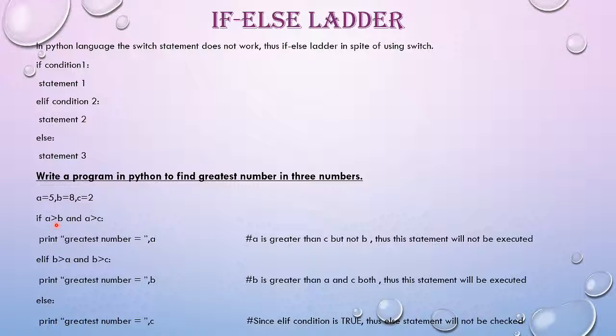So we can check here, is A greater than B? No. Is A greater than C? Yes. But this will return false since AND is used between these two expressions. So this will not be executed. Then the elif part is checked. Is B greater than A? Yes. Is B greater than C? Yes. Since both expressions are true, this part will be executed, and it will come out of the ladder. The else part was the default statement, and since the elif part was true, it will not execute the else part.